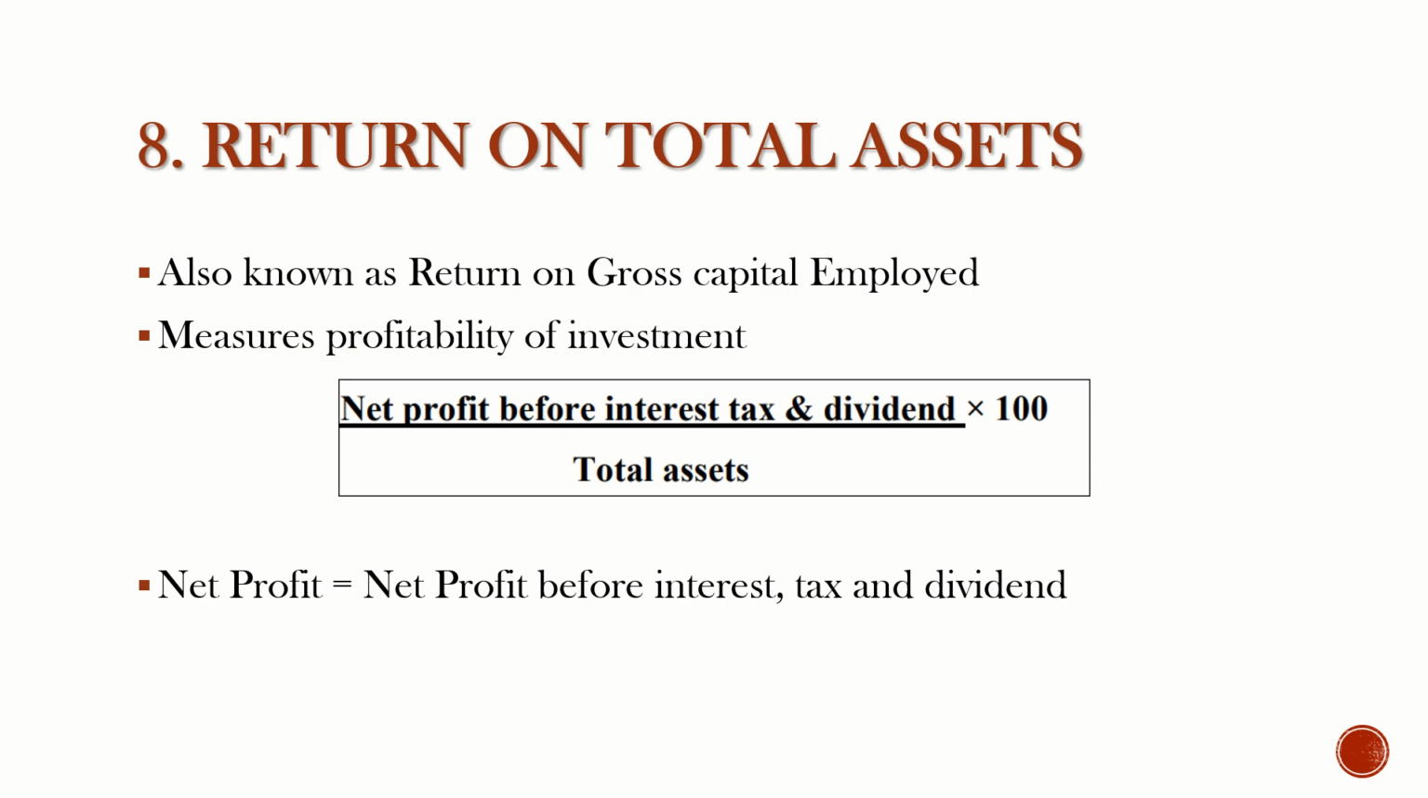Eighth, we have the return on total assets. So return on total assets measures the relationship between the net profit and the total assets. So this is also known as return on gross capital employed. So mainly it measures the profitability of an investment. So we can know the overall profitability with the help of this ratio, which is calculated as net profit before interest and tax and dividend divided by total assets into 100. So the net profit means it will be the net profit before interest, tax and dividend. Okay.